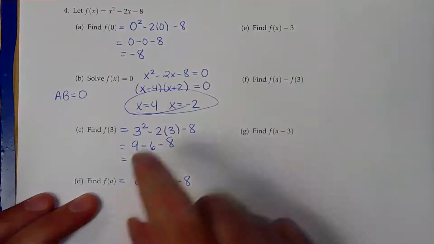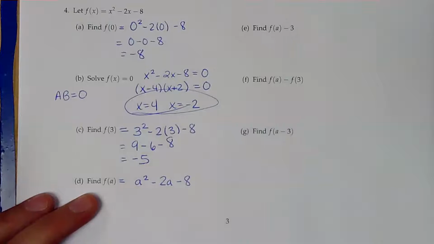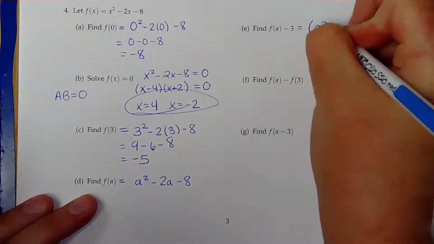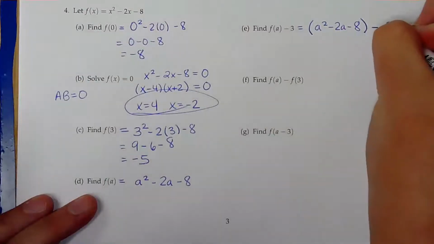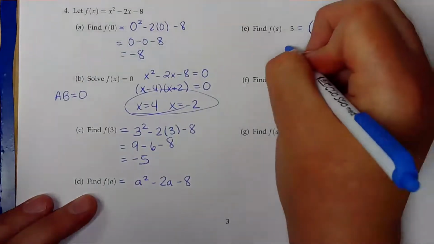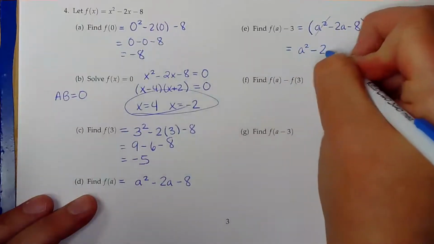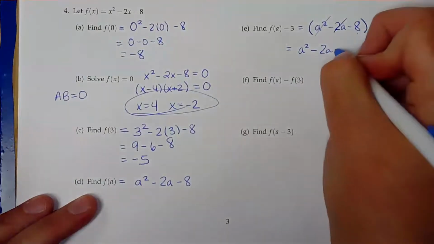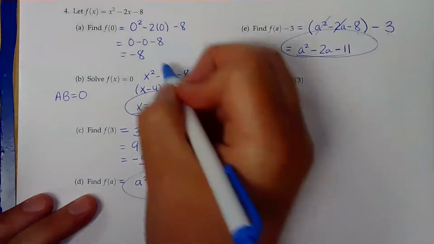All right, now we're going to use these to work on these other ones in the right-hand column. So we're going to find f of a minus 3. We already found f of a here, so I'm going to put that up here: a squared minus 2a minus 8. And then I'm going to subtract 3 from that. If I simplify that, the a squared doesn't have any partners, neither does the 2a. The minus 8 and the minus 3 can be combined, and that's going to be minus 11. Okay, so there's our answer there.